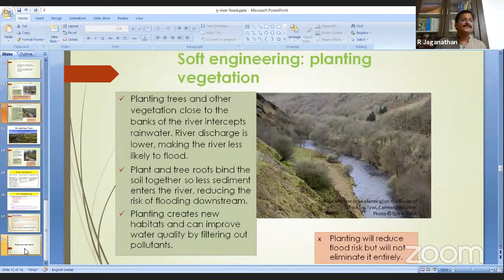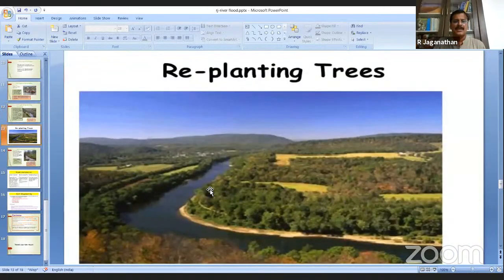The another one is soft engineering by planting vegetation. Just now I told you. So this is planting vegetation along the rivers so that this will reduce the flood, but it will not eliminate it entirely. So this is a very, very important technique, and anywhere we can do it so that this will reduce the flood risk. So this is a good example. All along the river course, they have planted vegetation so that it will minimize the damage from the flooding.